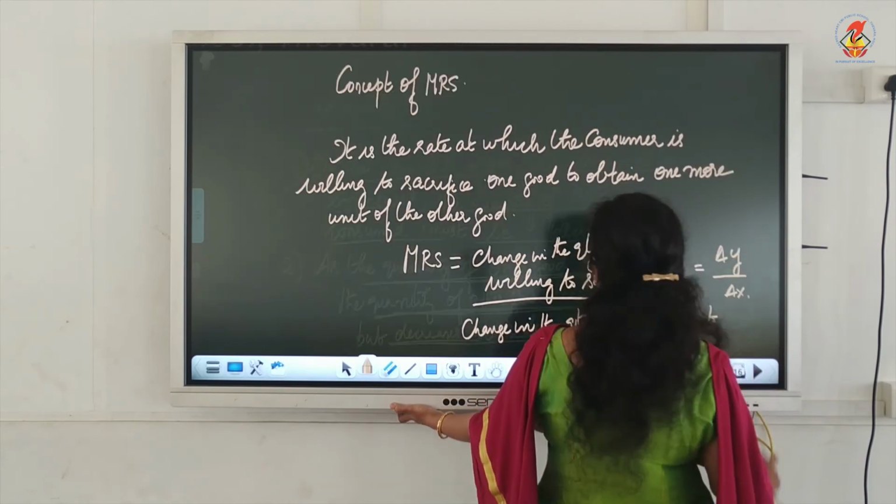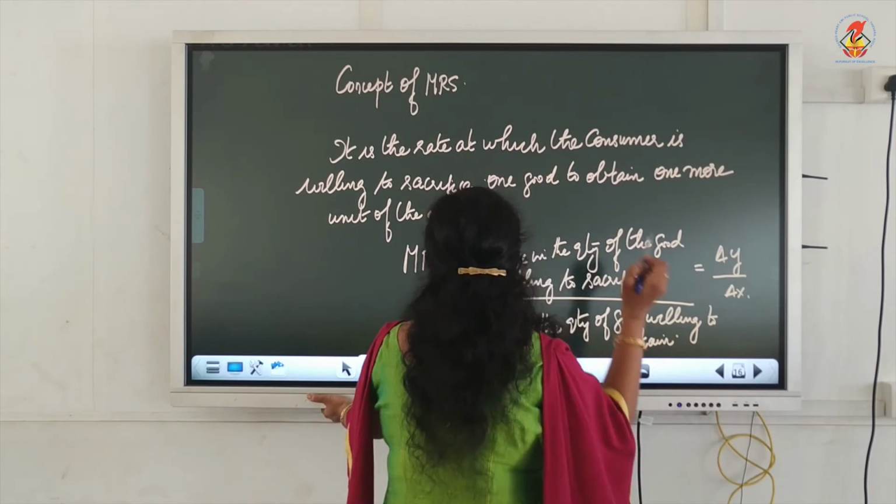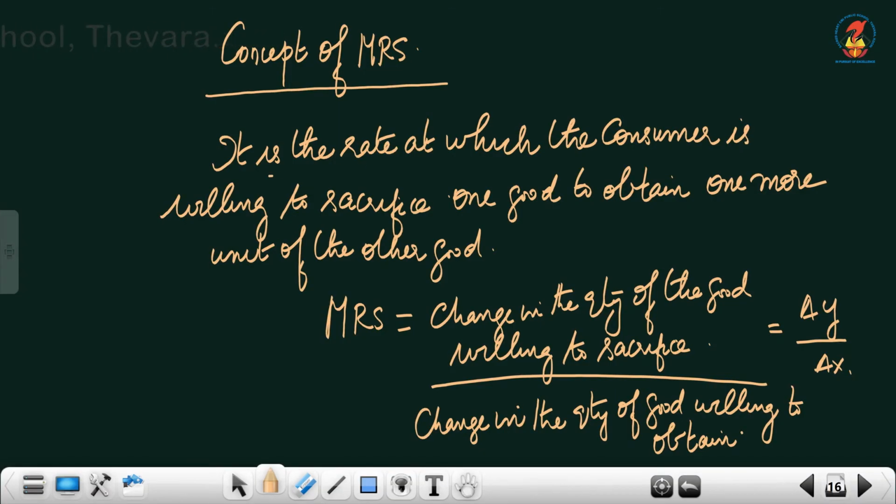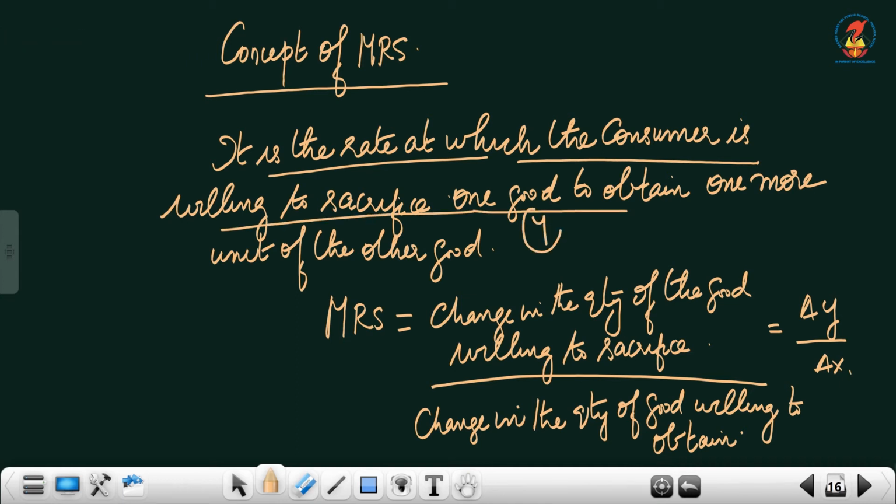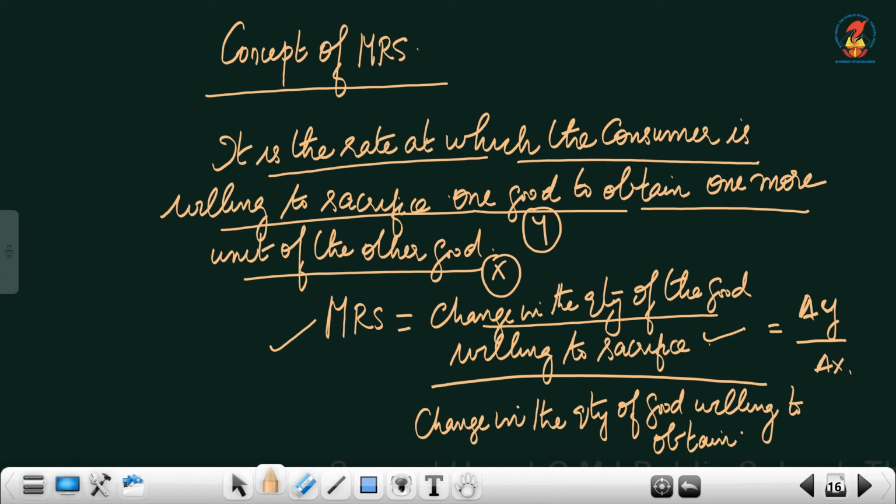Now, the concept of MRS. What is the concept of MRS? It is the rate at which the consumer is willing to sacrifice one good, here y, in order to obtain more of the other good, x. Therefore, MRS is equal to the change in the quantity of the good willing to be sacrificed, that is delta y, divided by the change in the quantity of the good willing to be gained, that is delta x.